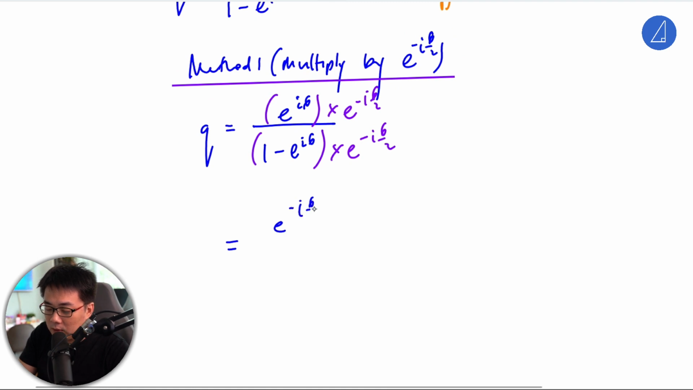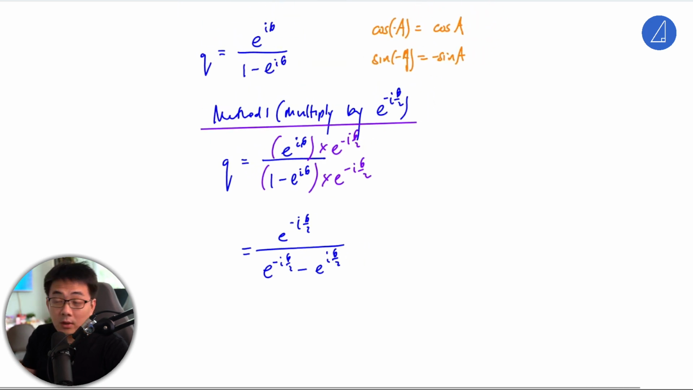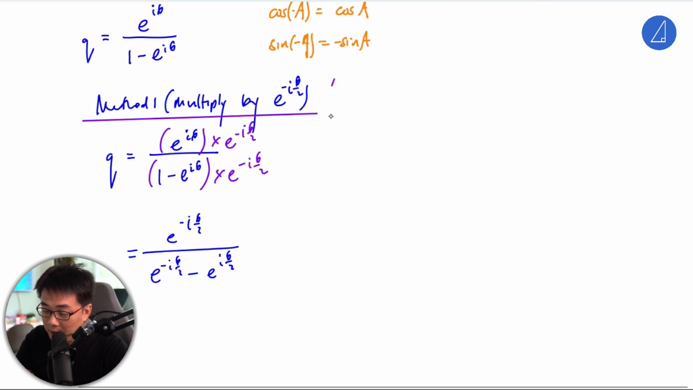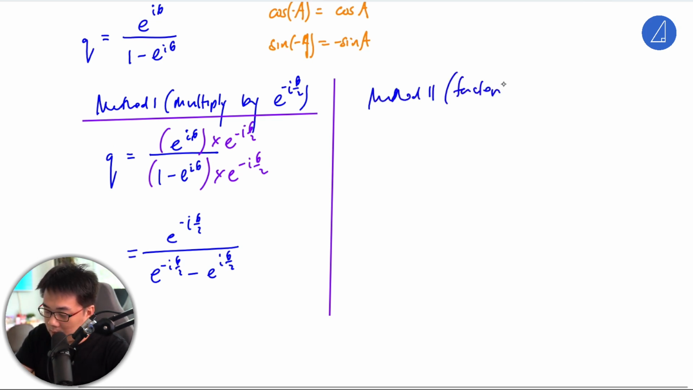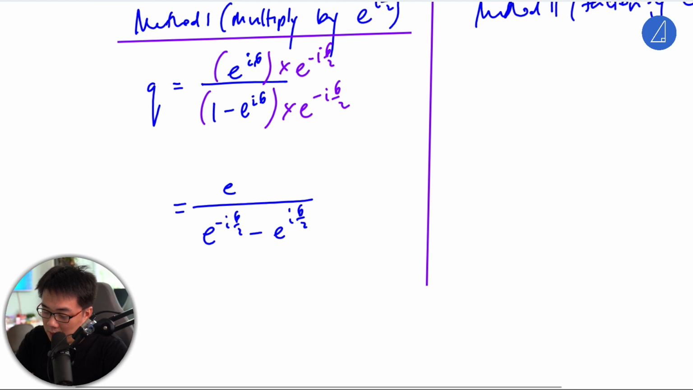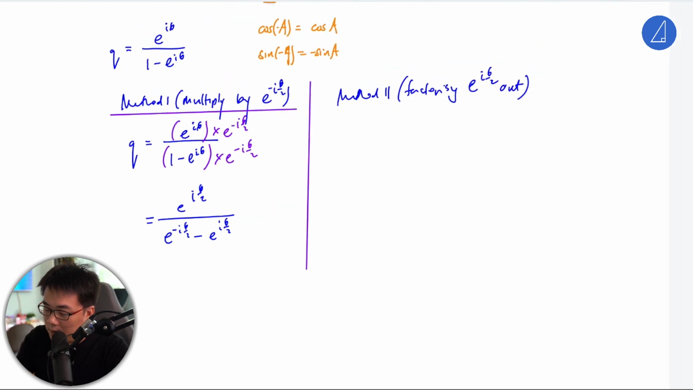This will straight out give us theta over 2 and minus theta over 2. So the whole goal is either negative theta over 2 or theta over 2, both are fine. The second one, method 2, is factorizing e to the i theta over 2 out. Oh, this is positive, sorry. Yeah, so there you go.